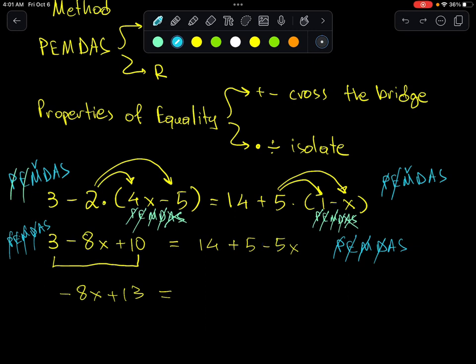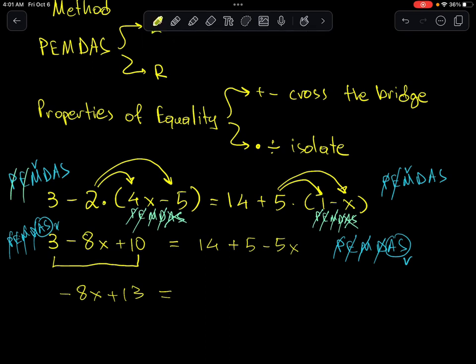Now, can I combine those two? No, because they're not like terms. How about those two? No, they're not like terms. Those two? Yes, those are like terms, and therefore I'm going to do the addition and subtraction the same way as on the other side I did addition and subtraction at this step. And what I get is 14 plus 5, that's 19. And the negative 5x drops.